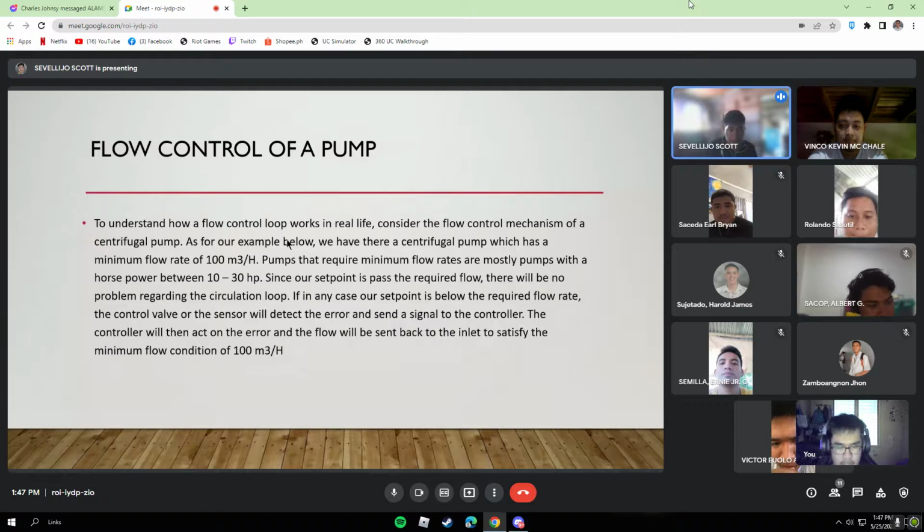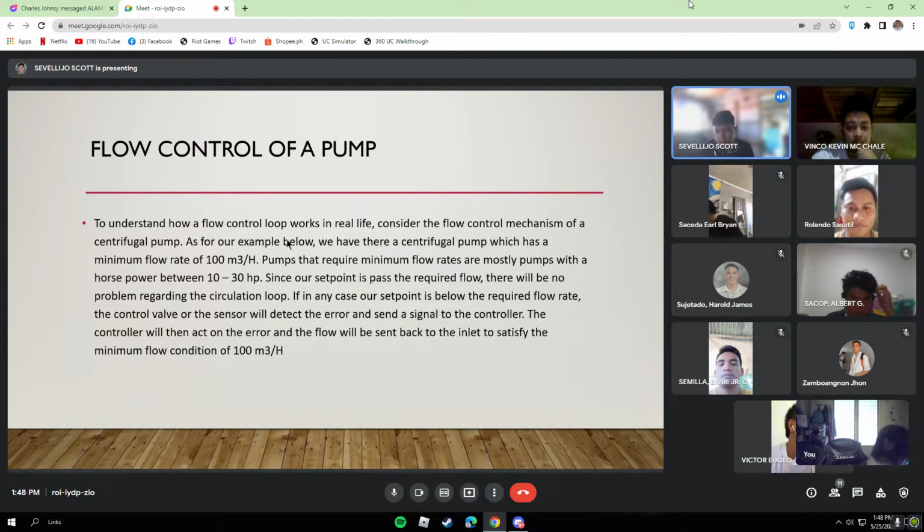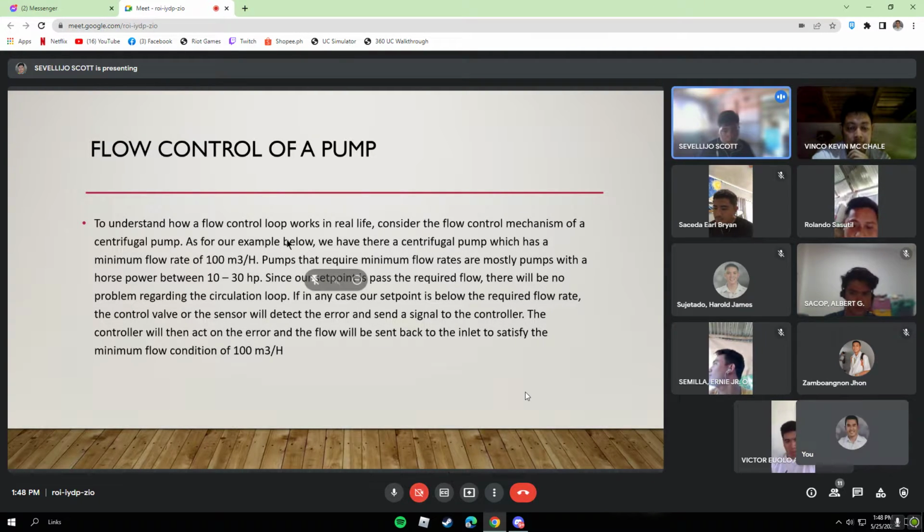Flow control of a pump. To understand how a flow control loop works in real life, consider the flow control mechanism of a centrifugal pump. As for our example below, we have a centrifugal pump which has a minimum flow rate of 100 cubic meters per hour. Pumps that require minimum flow rates are mostly pumps with a horsepower between 10 to 30 HP. Since our set point is past the required flow, there will be no problem regarding the circulation loop.